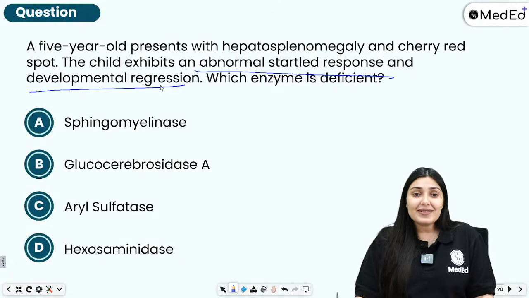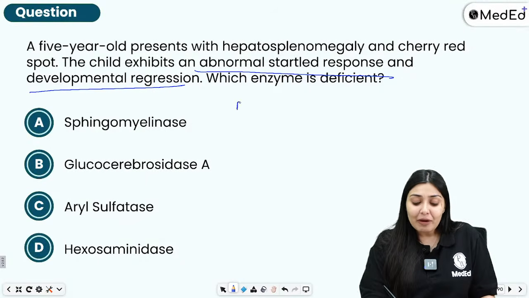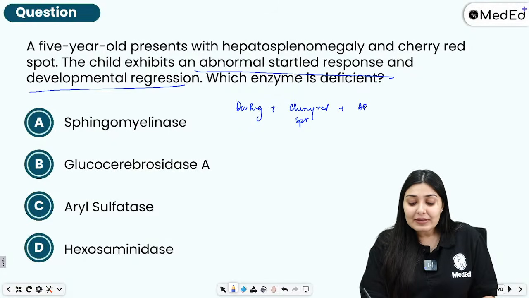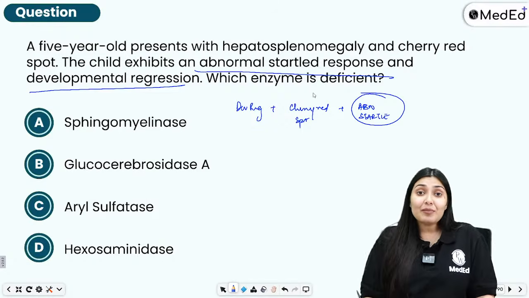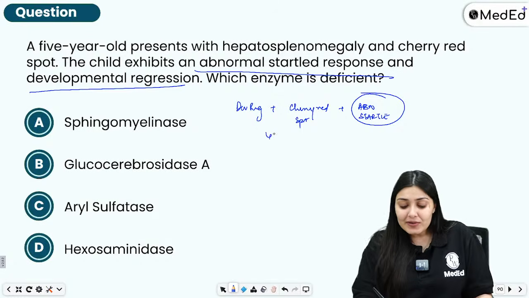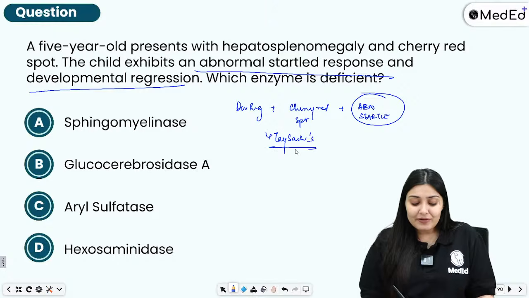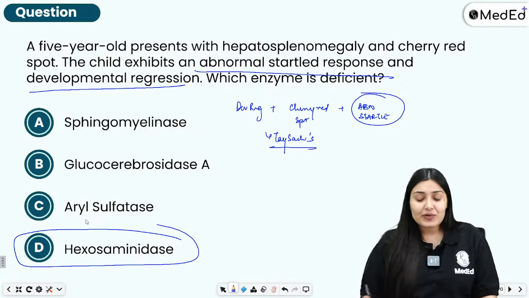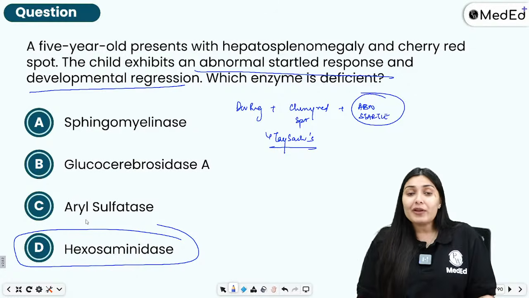So what is this typical picture? Developmental regression, cherry red spot, abnormal startle. This is very pathognomonic, abnormal startle. What is this disease? This is nothing but Tay-Sachs, right? This is Tay-Sachs disease, and we all know what is the enzyme that is deficient: hexosaminidase. Let's explore other options too.